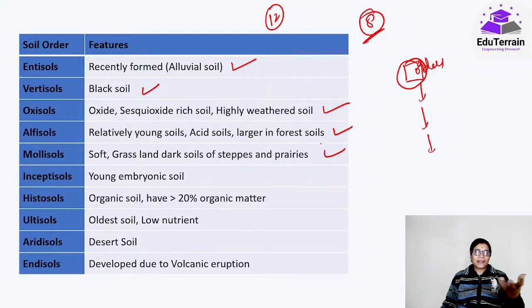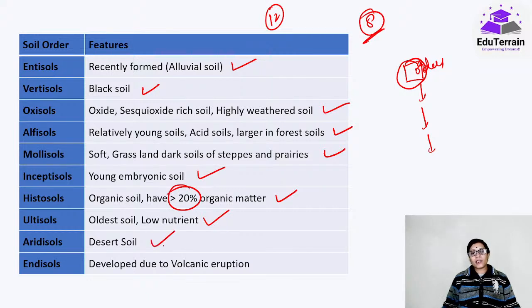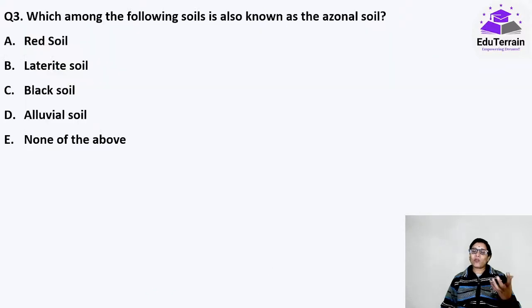Mollisols, these are of grasslands, which are soft in nature. Inceptisols, young soils. Histosols, they have more than 20% organic matter. Altisols, lowest nutrient and very old soils. Desert soils, aridisols. Entisols, as I've said, a Japanese word only is this, which is formed from the lava and volcanic ash at the time of volcanic eruptions.